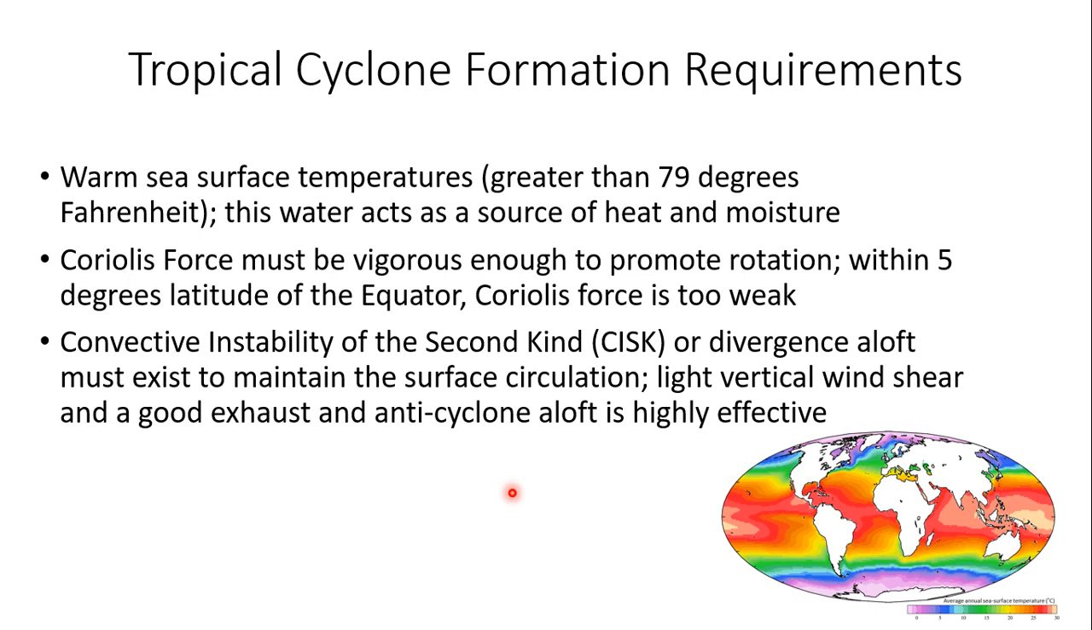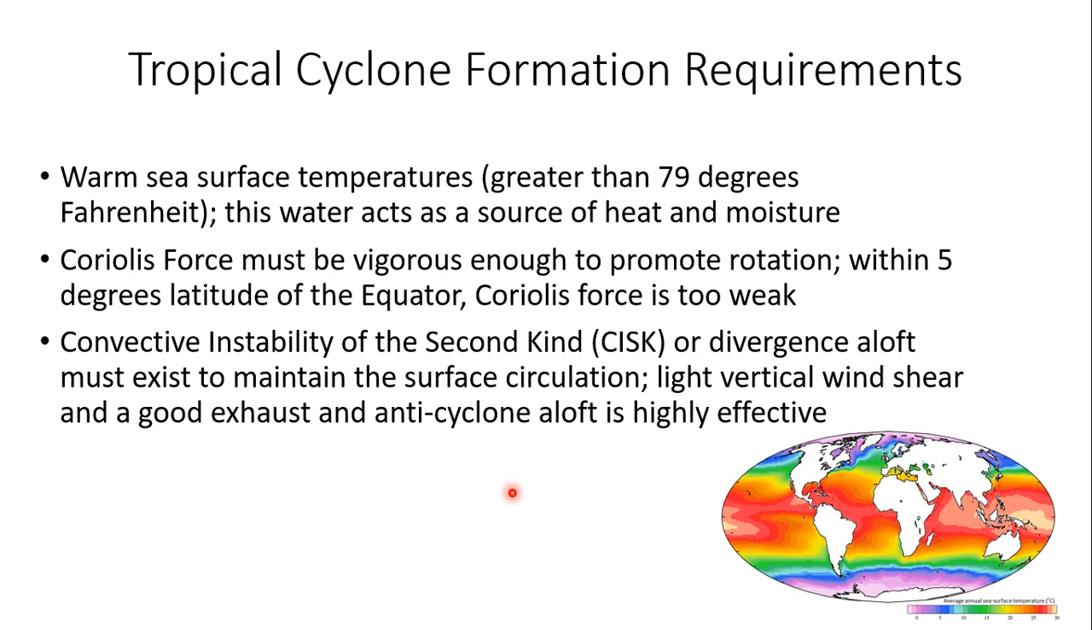Now, it's kind of funny because it reminds me of the old movie Close Encounters of the Third Kind, when the alien ship came down to Earth. When I see "the second kind," it makes me chuckle a little bit. But what this means, CISK, convective instability of the second kind, is that it basically represents the area of divergence aloft.